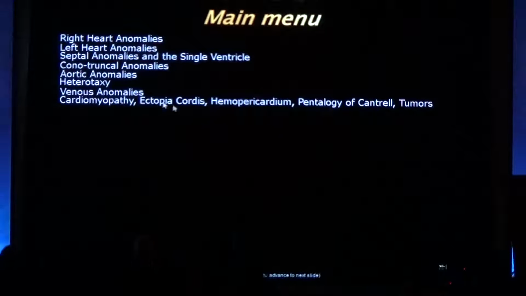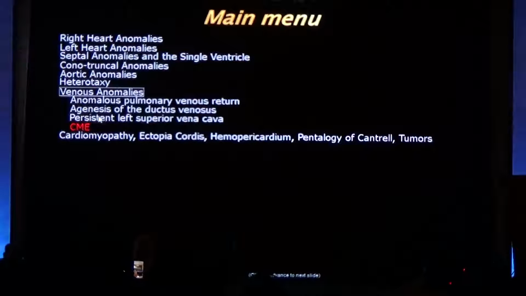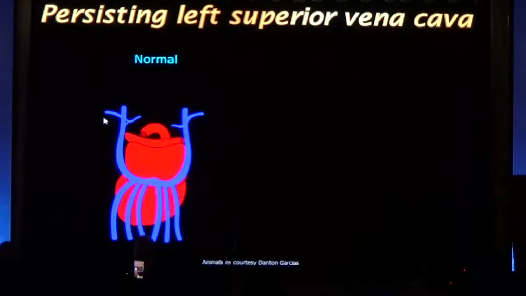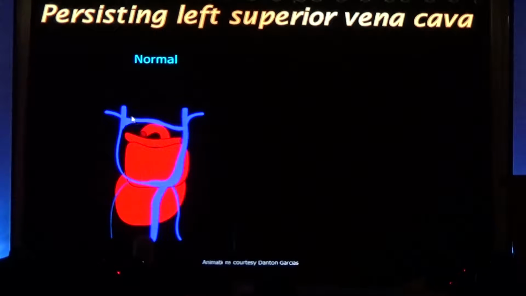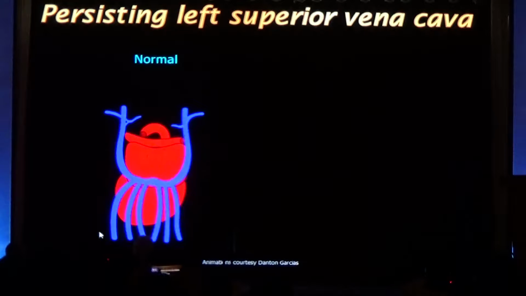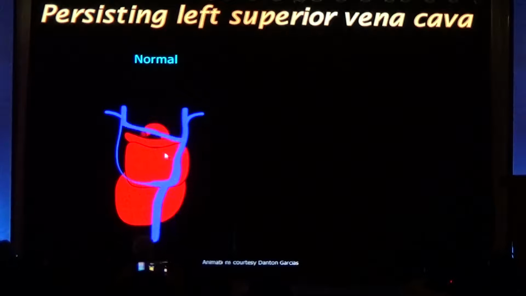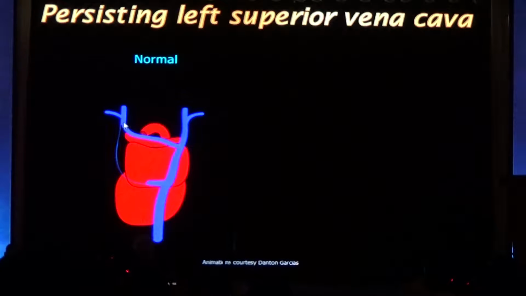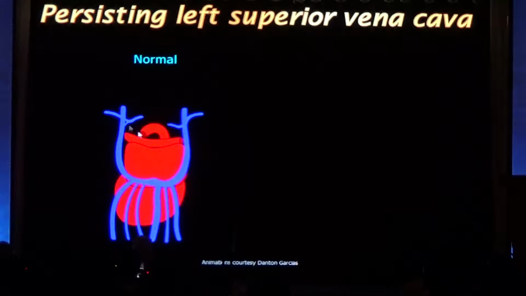Okay, so I wanted to quickly show you the persistent left superior cava, because I've shown you many examples of that yesterday. This is the heart viewed from the back side, and originally you had a left superior cava, a right superior cava, you had the vitelline vein, the cardinal vein, and the umbilical vein, and they all merge here at the level of the heart into the inferior cava, and the left superior cava progressively disappears and is connected to the right side by the innominate vein.